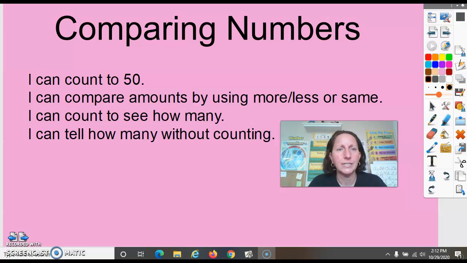So these are our learning targets. I can count to 50. I can compare amounts by using more or less or same. I can count to see how many, and I can tell how many without counting.